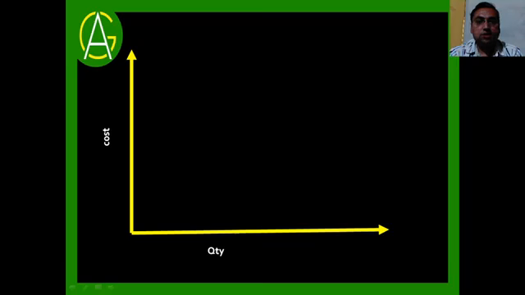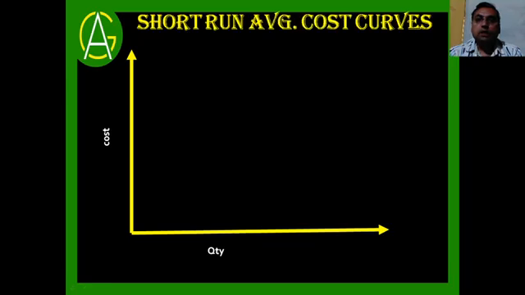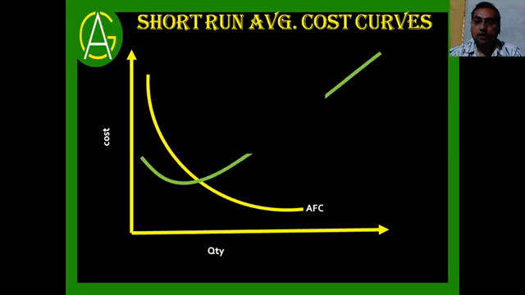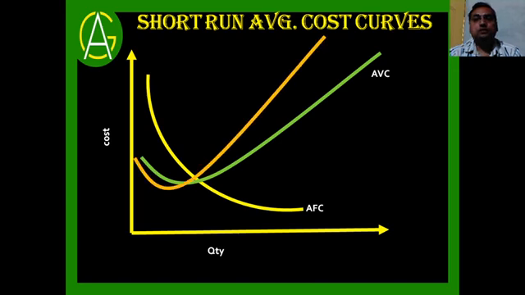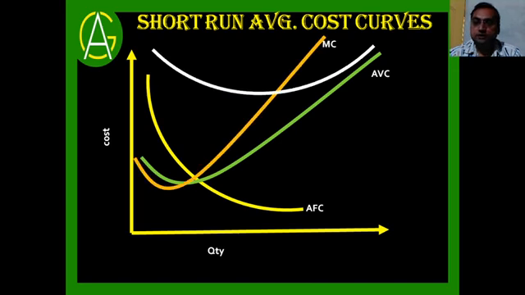Now let us see all the curves together. Short run average cost curves. This is the average fixed cost curve. This is the average variable cost curve. This is the marginal cost curve, and this is the average total cost curve. Now in your examination you will be asked about the relationship between marginal cost and average total cost.